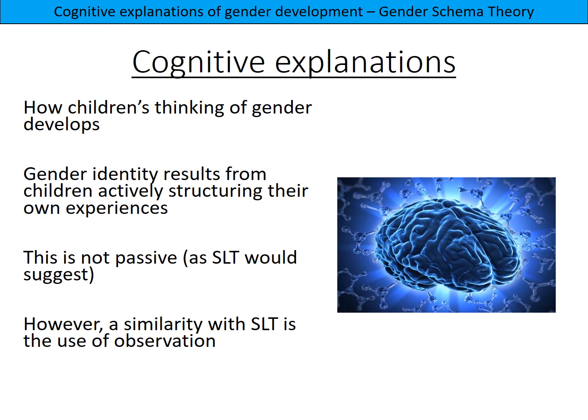However, there are similarities between the cognitive explanations and social learning in that they both say that children observe role models around them, obviously usually the same gender as themselves.